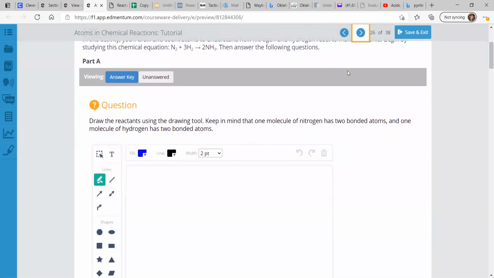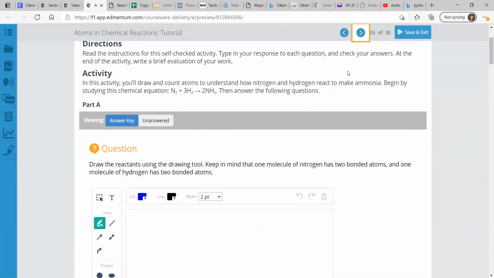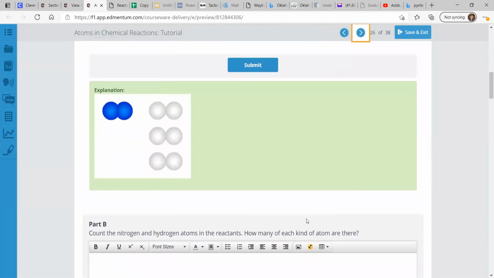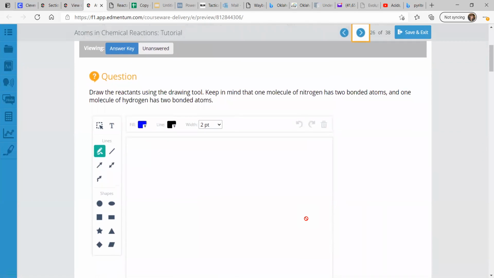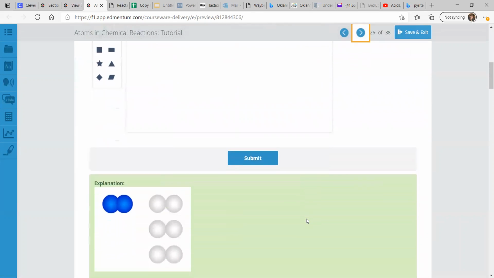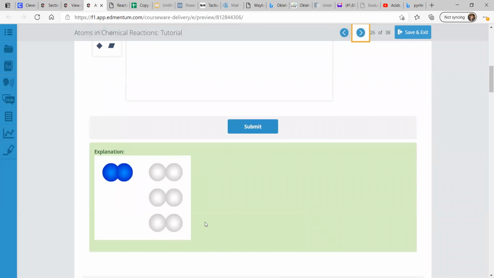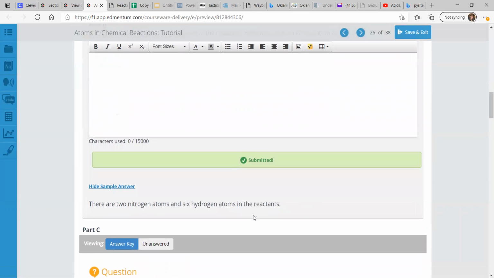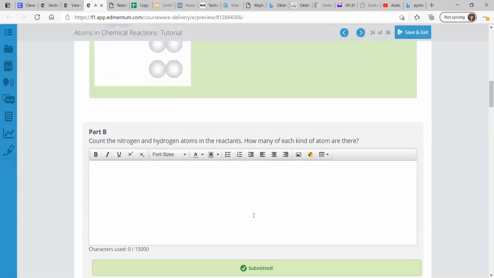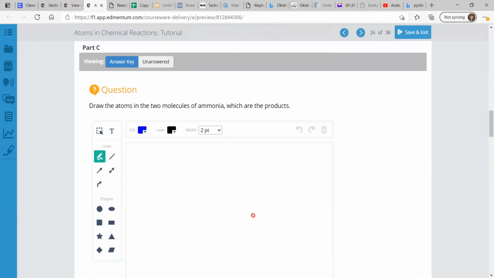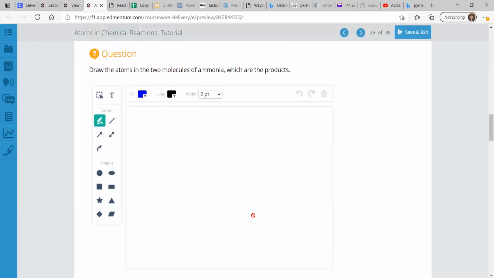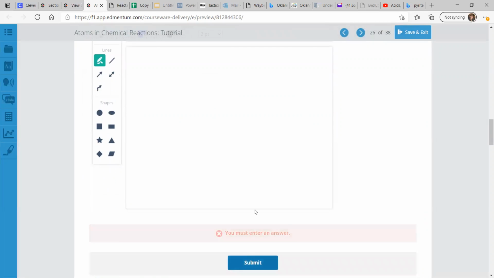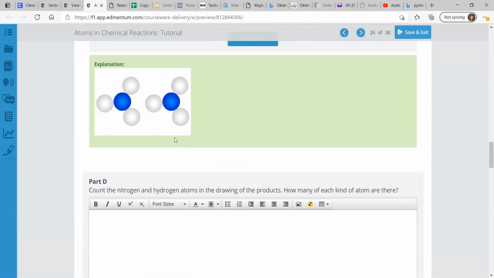So here we are checking whether the atoms in the chemical equations are balanced. So here's the example here. There are 2 nitrogen atoms and 6 hydrogen atoms. Draw the atoms in the 2 molecules of ammonia. Oh, whoops. So here's what they look like.